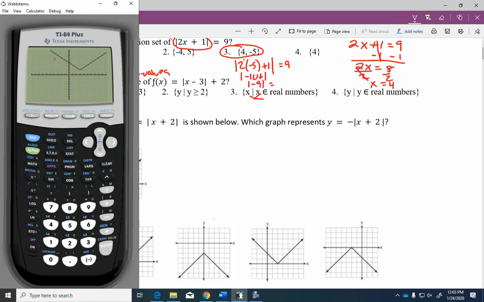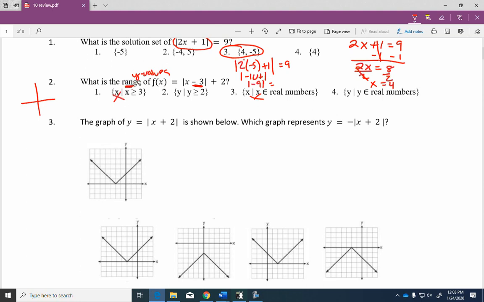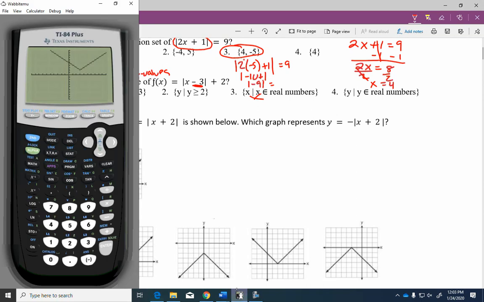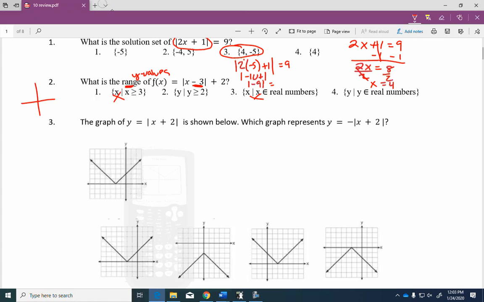And take a look at that. It's a V that opens up. It makes sense that this is where it is because this -3 tells me it shifts to the right 3. And it did. And the plus 2 outside means it shifts up 2. So it makes sense that this is where the V is. So the y's are all greater than 2. So it really is choice 2. All y values greater than 2, because right here was the 2.